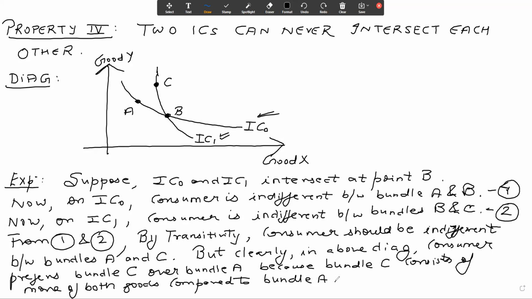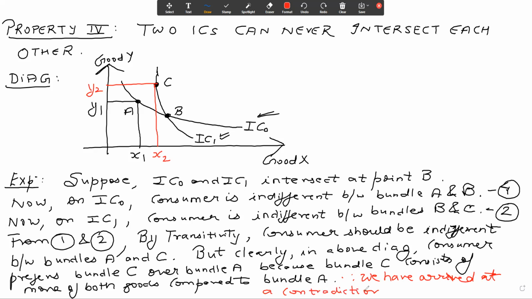You can clearly see, guys, bundle A consists of this much amount of good X and this much amount of good Y. And if you look at bundle C, it consists of more of good X also. It consists of more of good Y also. So therefore, we have arrived at a contradiction.